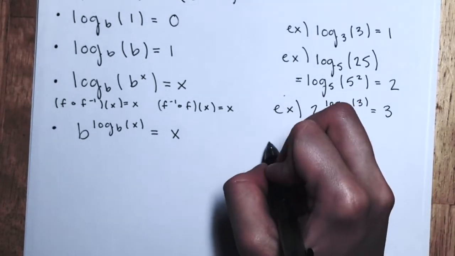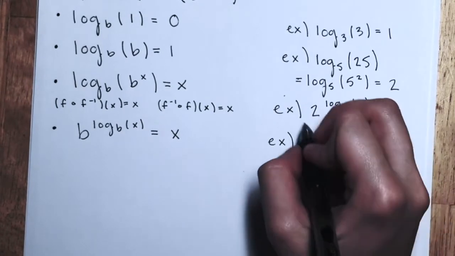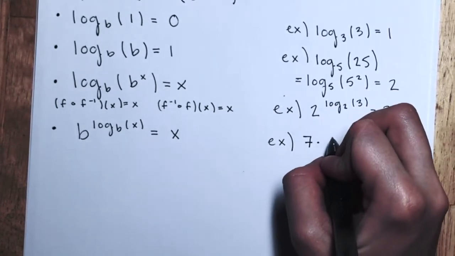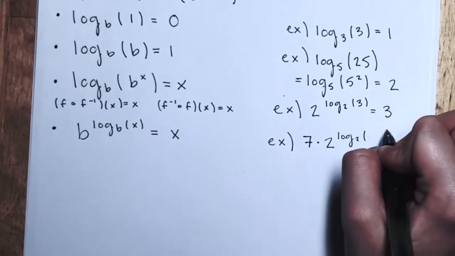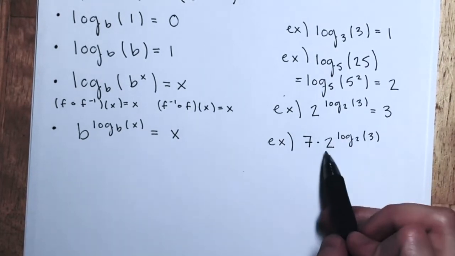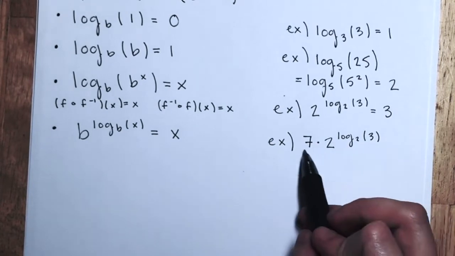And let's take that one step further. I want us to see that we can use this in sort of an algebraic way. So let's say, what would happen if I had 7 times 2 to the log base 2 of 3? Can I multiply 7 and 2? Is that what I should do first here?